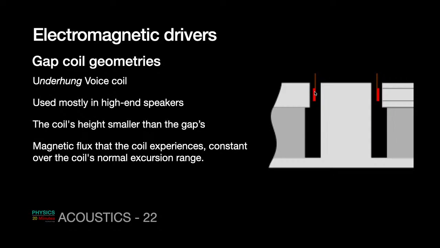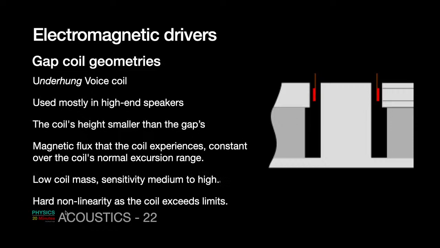But what happens if the vibrations are large? If the vibrations are large, then it will start going out of the magnetic field, partly on this side, partly on this side. And in that case, you get a lot of non-linearity in the vibrations. Here the non-linearities are much stronger than the non-linearities that you will get in the case of the earlier type of coil. These coils have low mass, and therefore their sensitivity is medium to high. That means they can vibrate fast, and therefore they can be used for high frequency operations. Typically they are expensive and used mainly in high-end speakers.